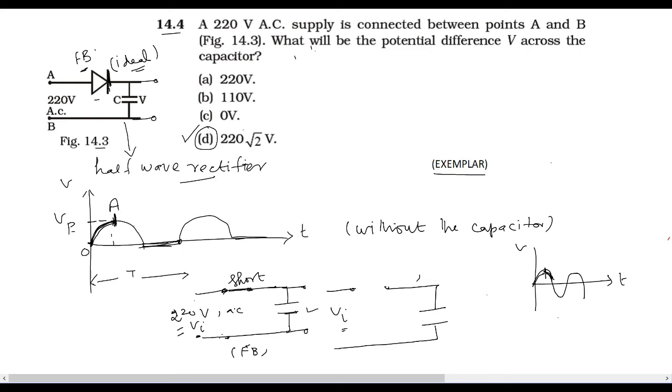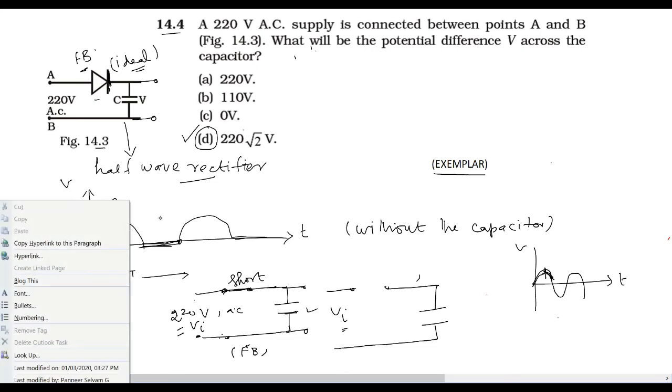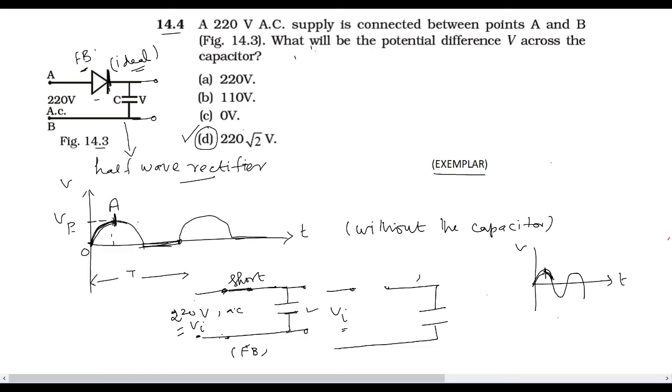Why? Because the input voltage decreases. So the capacitor discharges, giving voltage up to this point. Again, in the next cycle, the capacitor will charge to the maximum extent. So this is Vp. Then from this point onwards, the diode becomes reverse biased, so the capacitor discharges.